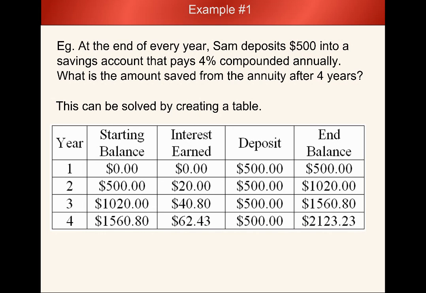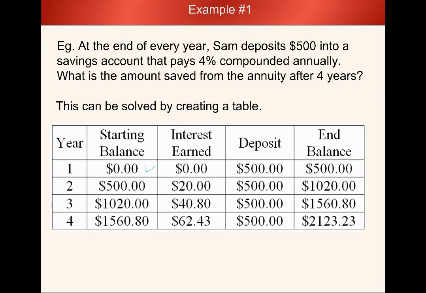So, for example, at the end of every year, Sam deposits $500 into a savings account that pays 4% compounded annually. What is the amount saved from the annuity after 4 years? So, we can't just use the compound interest formula for that. We could use this table.